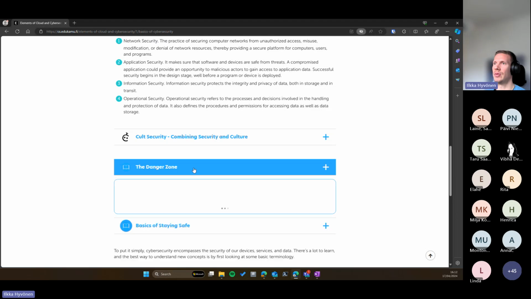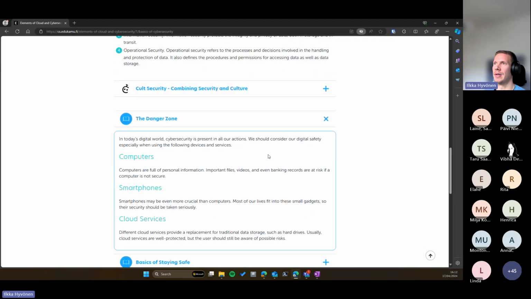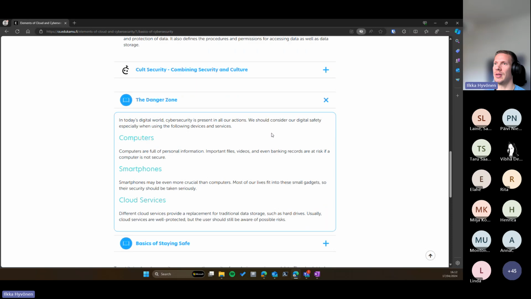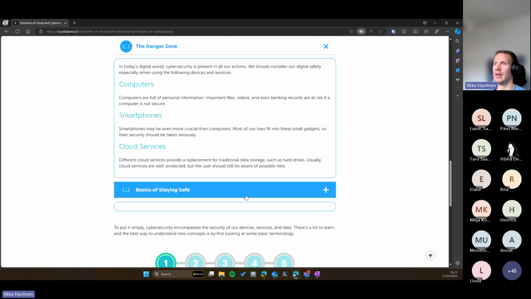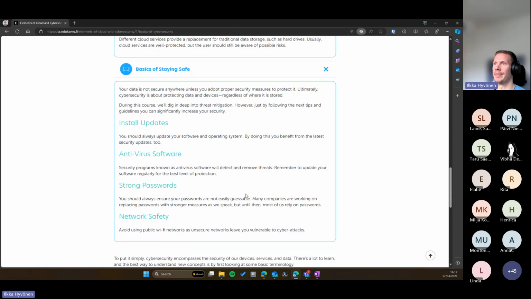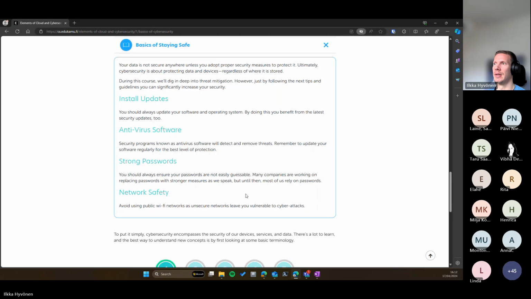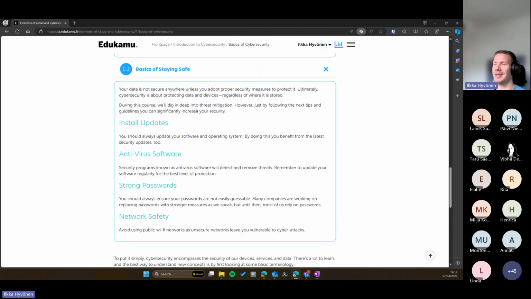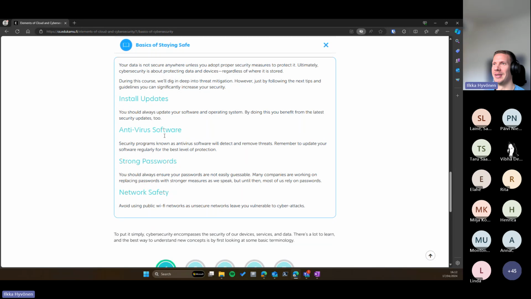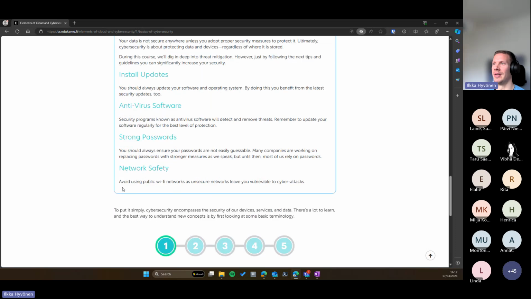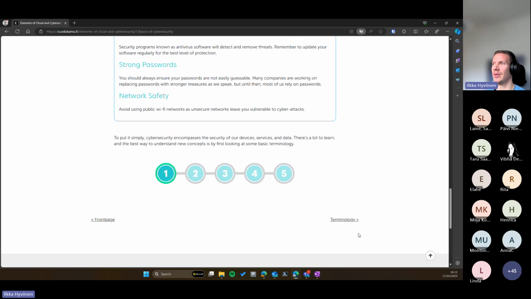And it's good to also read these boxes that are sort of optional. Then there can be quite important things there as well, like basics of staying safe. I think this is something that everybody can, of course, use in their daily life to make sure that their home devices are secure. So it's good to read through those as well.